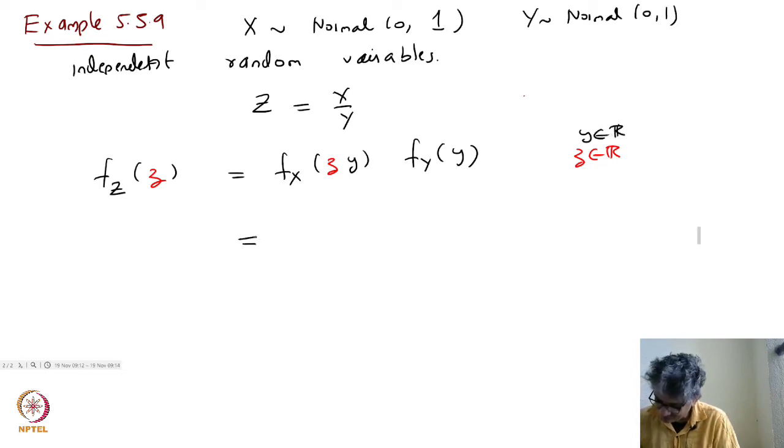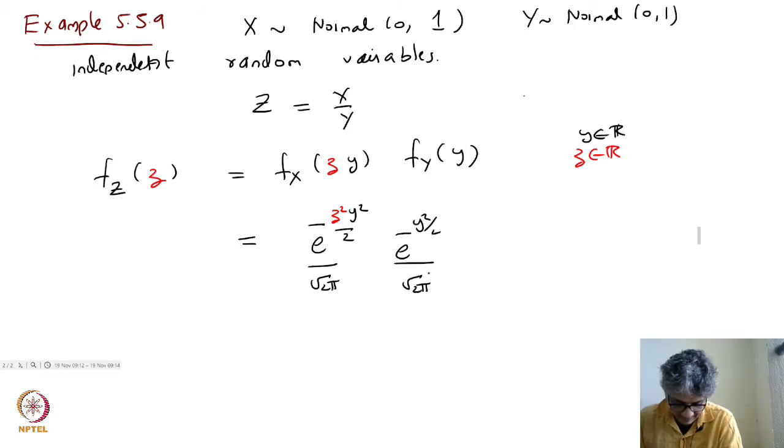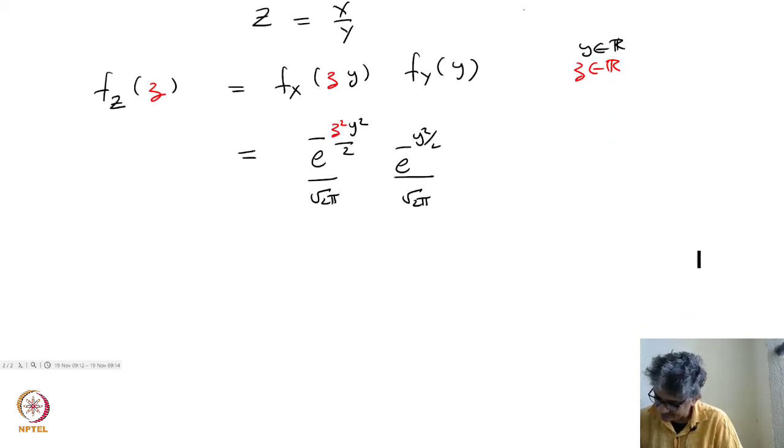So this we know, f is normal, and x is normal. So this is going to be e to the minus z squared y squared by 2, and y is normal 0, 1, so 1 by root 2 pi, and this one here is going to be e to the minus y squared by 2 over root 2 pi. So there's no ambiguity there. That's easy to see.